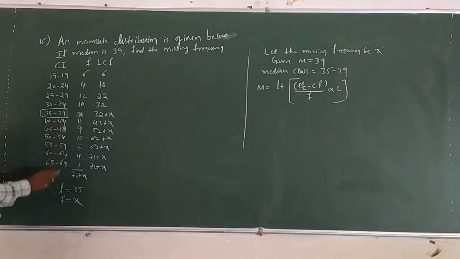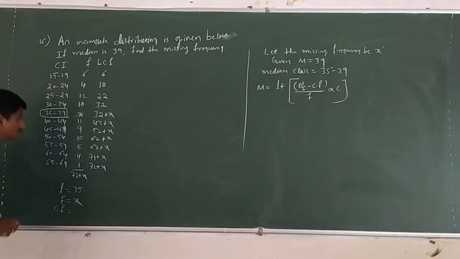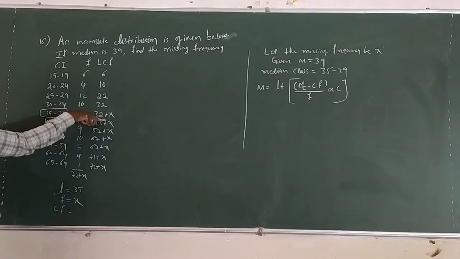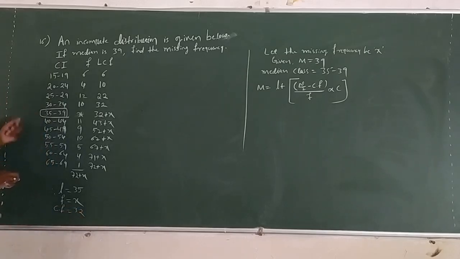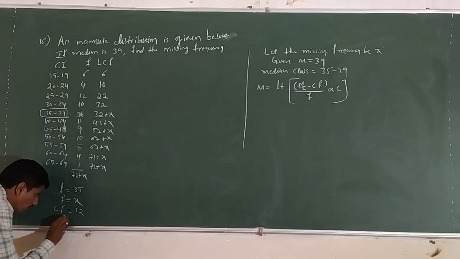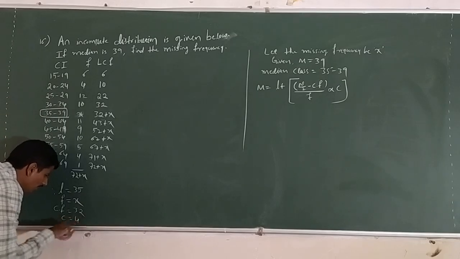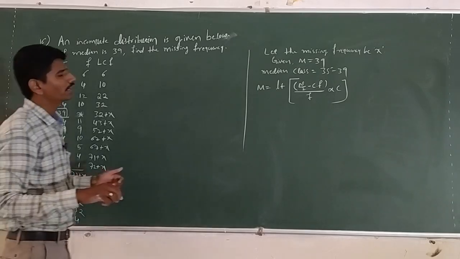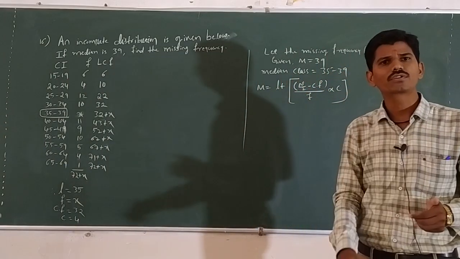The next, Cf, is the cumulative frequency of the preceding class, that is 32. The next, C, is the width of the median class. 39 minus 35 is 4, so the width of the class interval is 4. C is 4. Next we have to substitute the values.